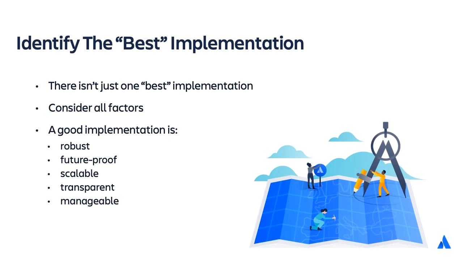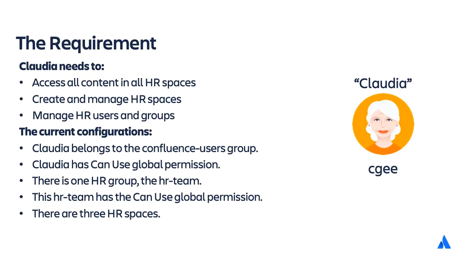Let's revisit our use case. Let's review the requirements and current state. Claudia needs to access all content in the HR spaces. She also needs to be able to create and manage HR spaces for the HR team. She has asked to manage users and groups. Claudia belongs to the Confluence users group and she has Can Use global permission. There is one HR group, the HR team. This group has Can Use global permission. There are 3 existing HR spaces.